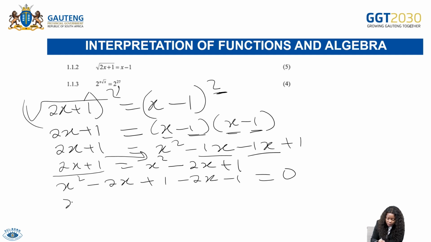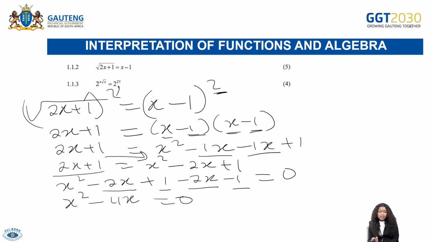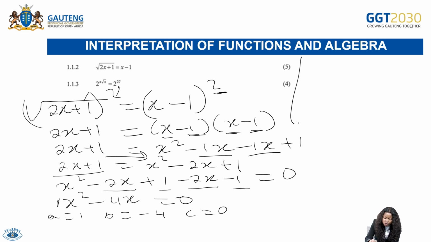So I'll be left with x squared. The negative 2x and negative 2x, I'll get negative 4x. Positive 1 and minus 1, I'll get a 0. Then it equals 0. So from here, I can use the quadratic formula. If you use the quadratic formula, your a is going to be 1, your b is going to be negative 4, and your c is going to be 0. But with me, I'll rather use a different method. What is that method? A simple one.